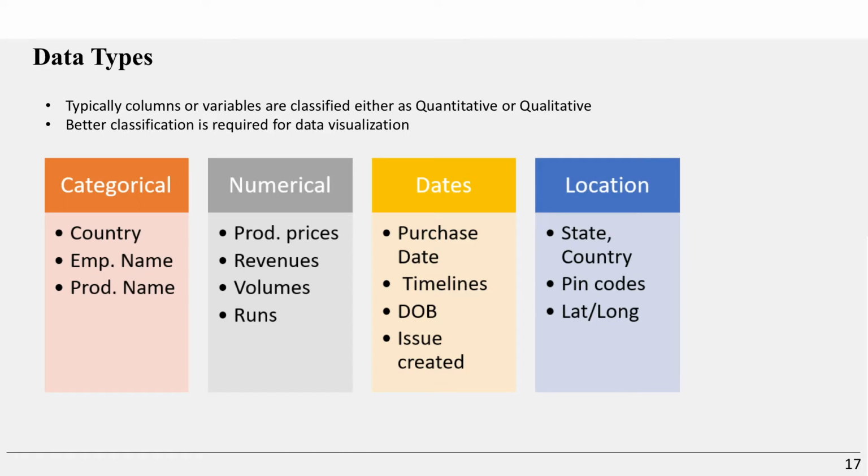The next data type is location columns. For example, if you have state name, country name, pin codes, latitude or longitude, all these can be considered as location columns.